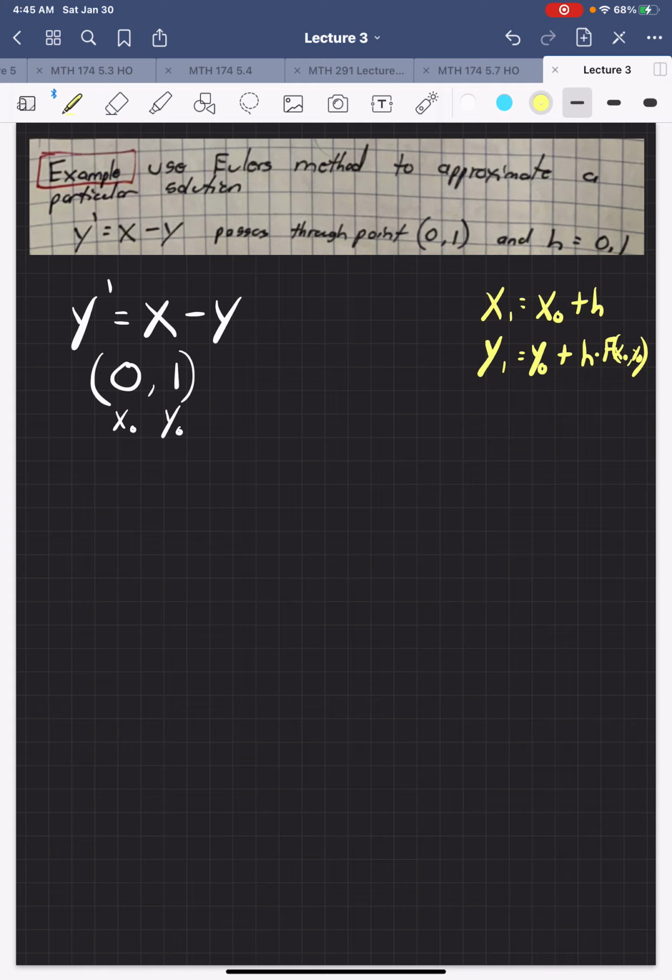So let's use this right here. This is the formula that you need. This is Euler's approximation method. Let's go ahead and use that to find x sub 1, y sub 1.